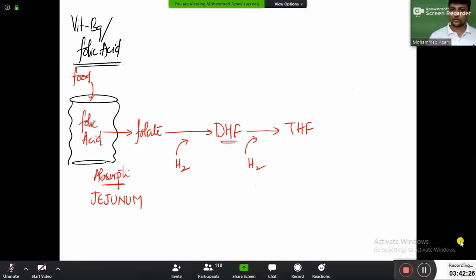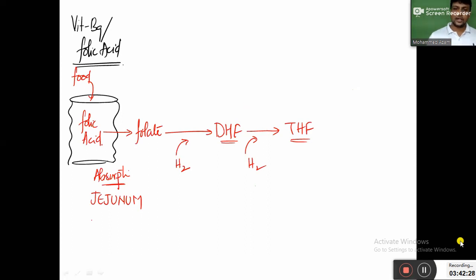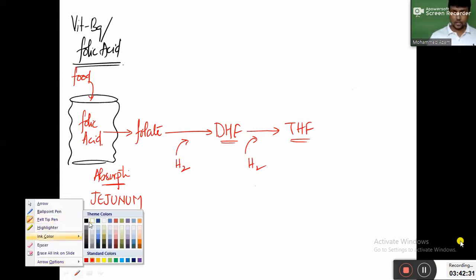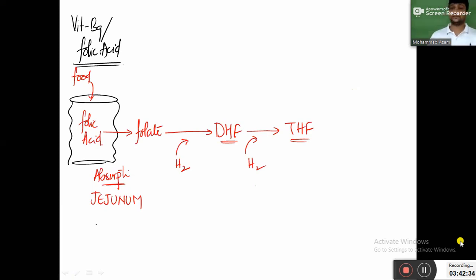Once dihydrofolate gets more hydrogen, it becomes tetrahydrofolate. And remember, addition of hydrogen is oxidation or reduction? I told you already, removal of hydrogen is oxidation. So therefore addition of hydrogen will be reduction. And it is known as DHF reductase, dihydrofolate reductase. Dihydrofolate reductase is the name of the enzyme.